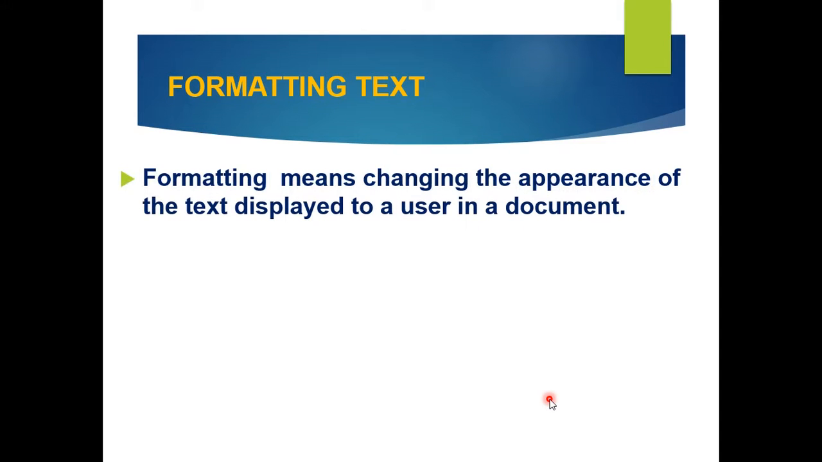And next, how to format text. Okay, so we have entered a particular text or word in a Word document, and now we have to format the text. So how to format text? Formatting means changing the appearance of text displayed to a user in a document. If you want to change the size, font style or font color, you can use text formatting.